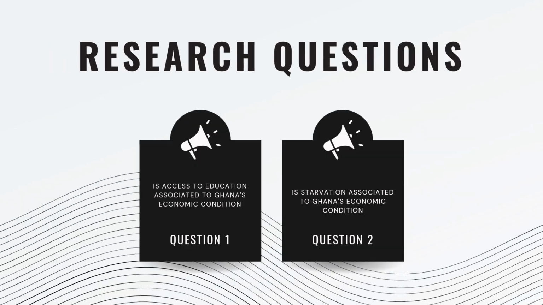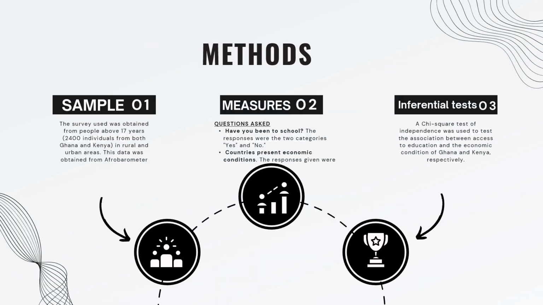Looking at the two research questions I used in this research, the first question is: is access to education associated with Ghana's economic condition? And the second question was: is starvation associated with Ghana's economic condition? Looking at the research methods, especially the sampling side, the survey was obtained from people above 17 years in the rural and urban areas of Ghana and Kenya. The dataset was obtained from Afrobarometer.